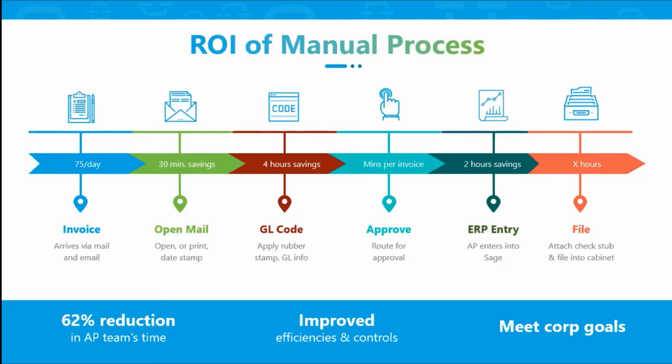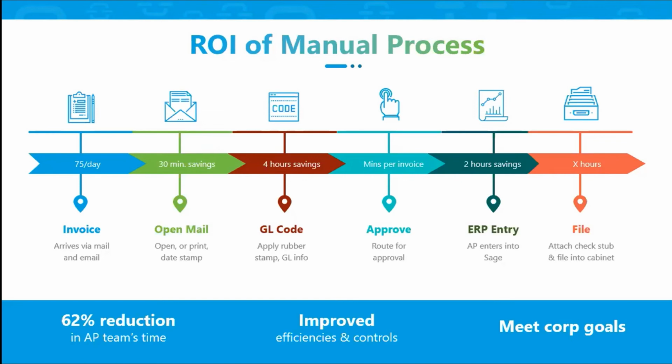But let's go back to the beginning. So they got 75 invoices a day. Every single day, it took them 30 minutes just to open the mail. Now that's every single day, right? 4 hours it took them to do this whole manual coding process. Now, yours may be longer or shorter, but it doesn't matter. It's about unpeeling these layers so that you can understand the cost of doing business manually.